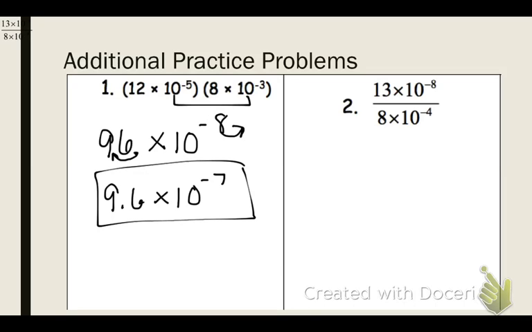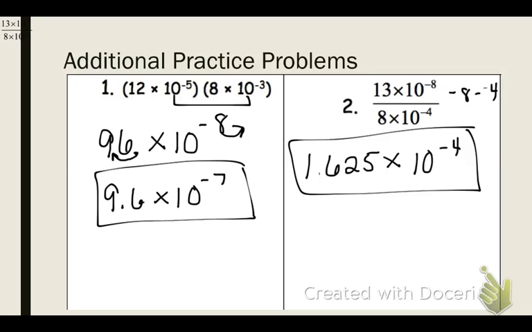Number 2 is a division question. 13 divided by 8 is 1.625 times 10 to the, keep my base, and do -8 minus -4, which would be -4. This is already in scientific notation.